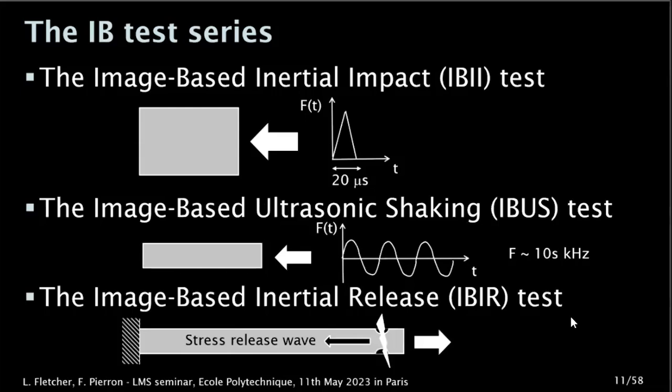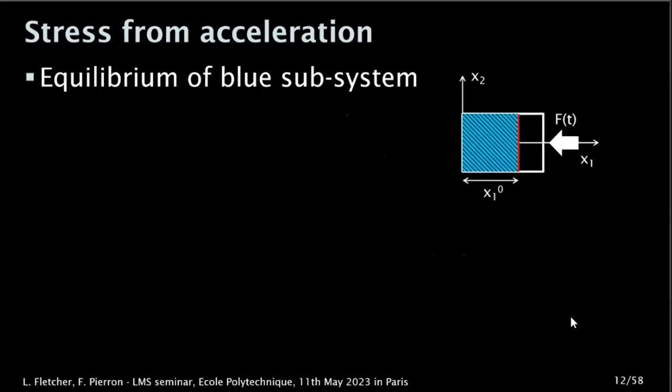The third one is the so-called image-based inertial release. That was again done accidentally. We were collaborating with some people who wanted to look at the wavefront generated by a material fracture, but then we sidetracked the test, and we can also get material properties from that. I'll present that at the end. I will spend most of the talk on the first one, because this is where we had the largest number of applications. The underpinning idea of all these tests is that you use the field of acceleration as an embedded load cell. Let me explain.